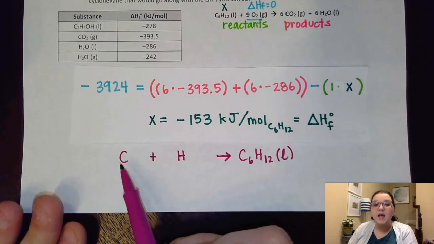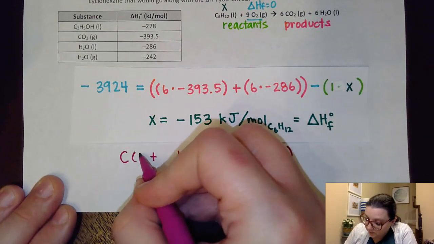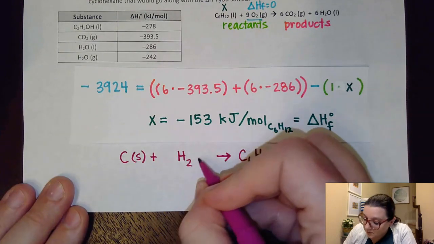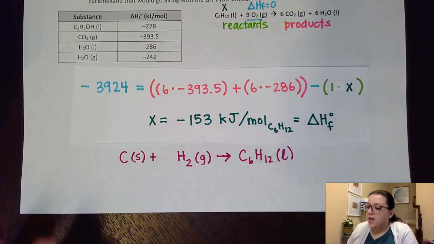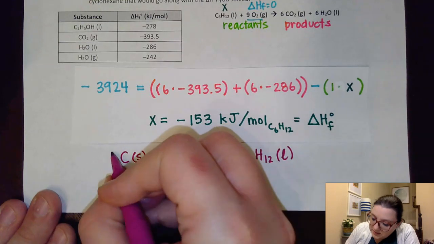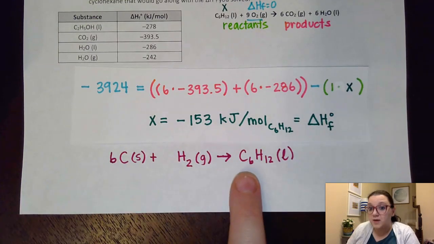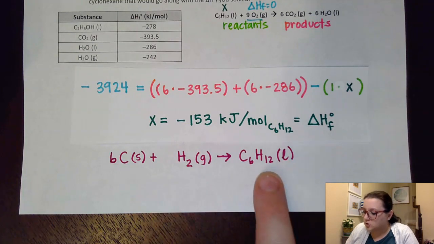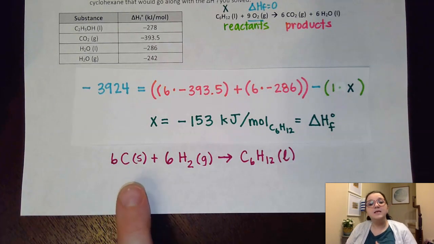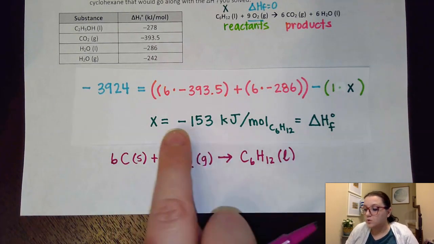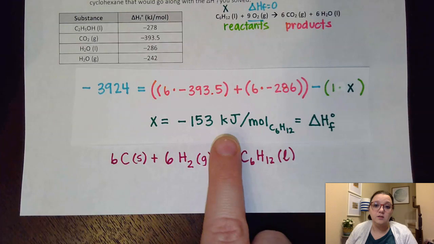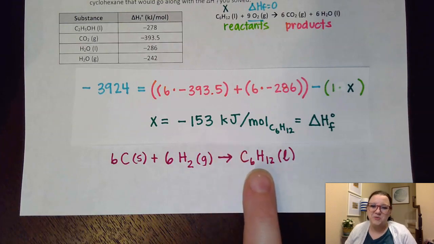I know carbon at room conditions is a solid. I know hydrogen at room conditions is both diatomic and a gas. And so in order to form 1 mole of C6H12, I would need 6 of those carbons to make this C6. And in order to make H12, I would need 6 of the diatomic hydrogens. So this is the heat of formation equation that goes along with this value. This reaction here would release a negative 153 kilojoules for every mole of C6H12 that I'm forming.